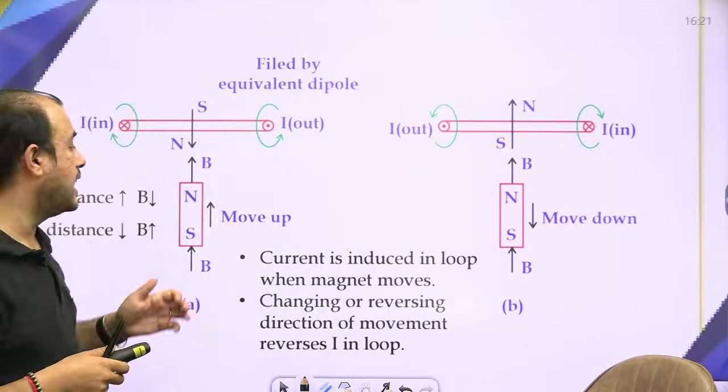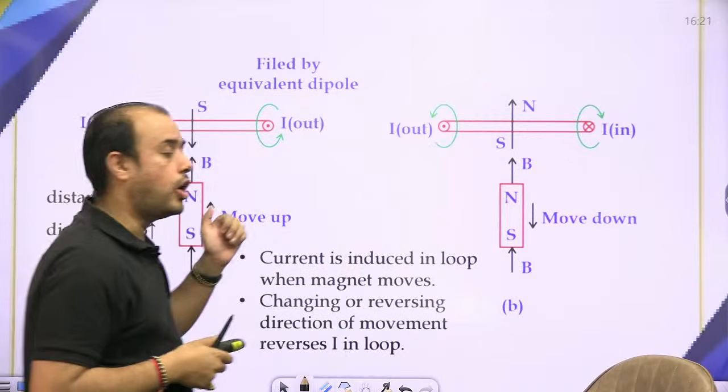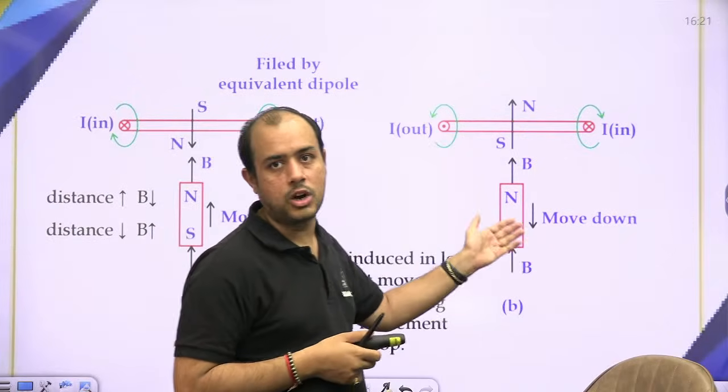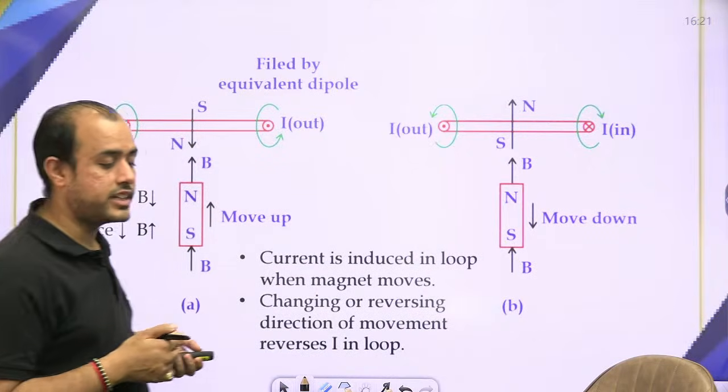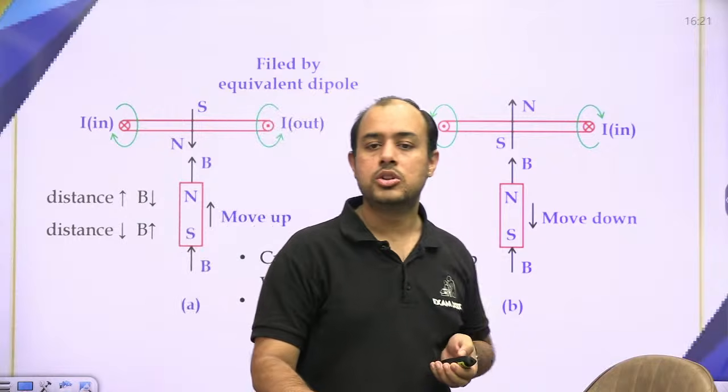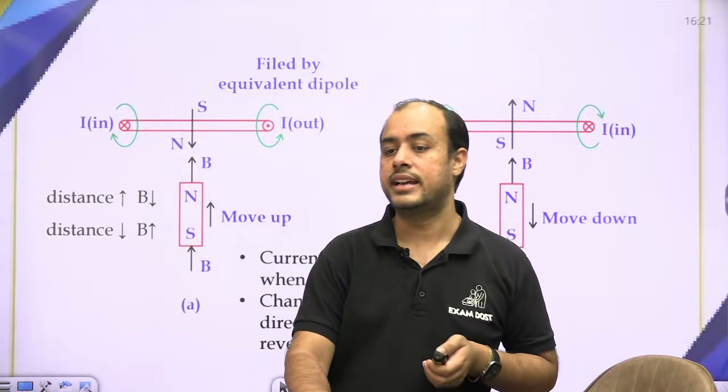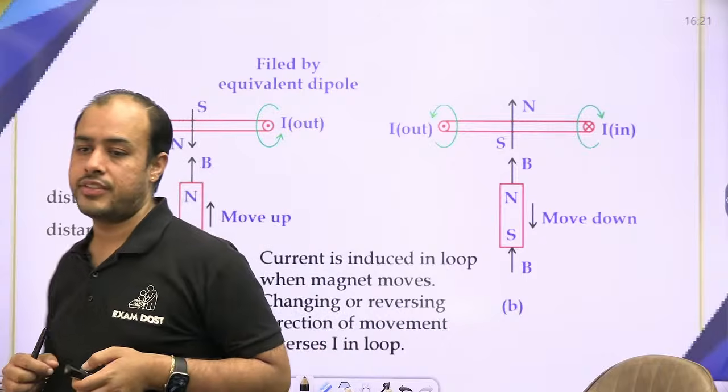So if you see beta, when I change the motion of the magnet from moving up to moving down, the direction of current reverses. जब मैं मैग्नेट का डायरेक्शन ऑफ मोशन चेंज करता हूं तो करंट का डायरेक्शन रिवर्स हो जाता है. That was discovered by Faraday.